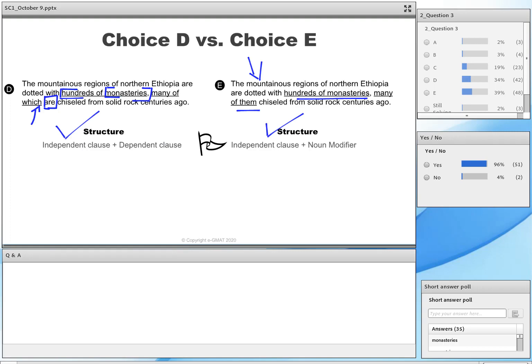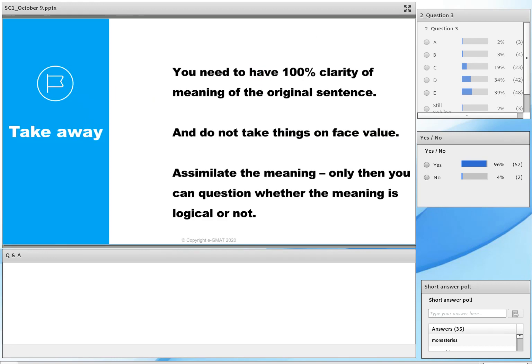Okay, Manoj, DC and noun modifiers. Well, this is also a noun modifier; "many of which are chiseled" is also a noun modifier. It's just that noun modifiers appear in different structures. In our course, e-GMAT, we have a full-fledged module on modifiers, which talks about all the different kinds of modifiers. It's all there. All right, so with this, let's move on to our takeaways, and then I'll take you to the very last question of this session.